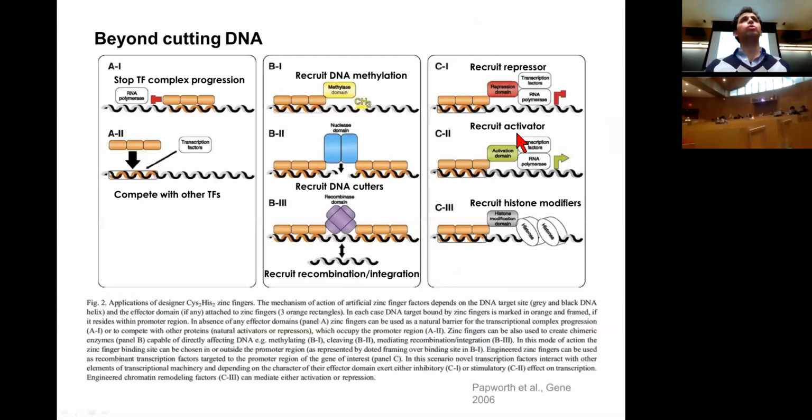You could also recruit regulators. You could recruit a repressor. You could recruit an activator that will then either stop the expression of a gene or turn on the expression of a gene. Or you could induce specific histone modifications.